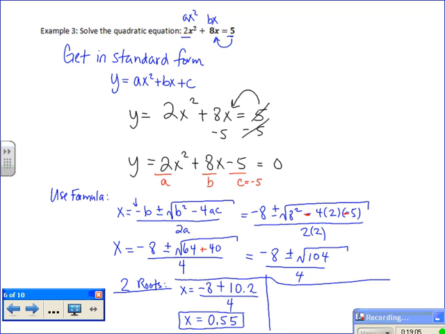My other root is when I'm going to subtract the square root of 104 from negative 8. So x is equal to negative 8, subtract 10.2, square root of 104, divided by 4. Okay, and this time, if I do that math, I get a bigger negative number on the top, negative 18.2 on the top, divided by 4, which is negative 4.55. Okay, and there's my other root. So there are two roots here. So this parabola crosses the x-axis twice at x equals negative 4.55 and then again at 0.55 on the x-axis.